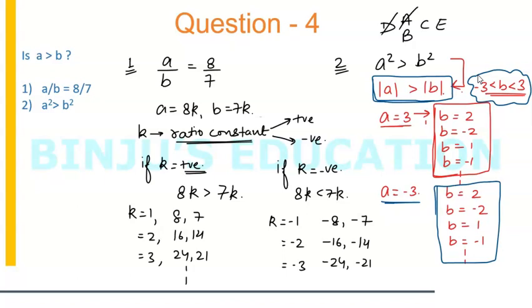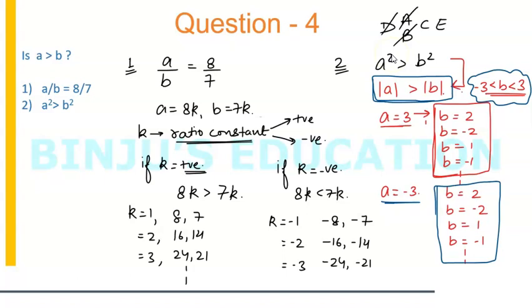So do I have a conclusive answer? No, I again don't have a conclusive answer. Simply saying that mod of A is greater than mod of B does not mean that A will be greater than B. It can be the other way around also. So is statement 2 alone sufficient to answer the question? No, it's not possible.